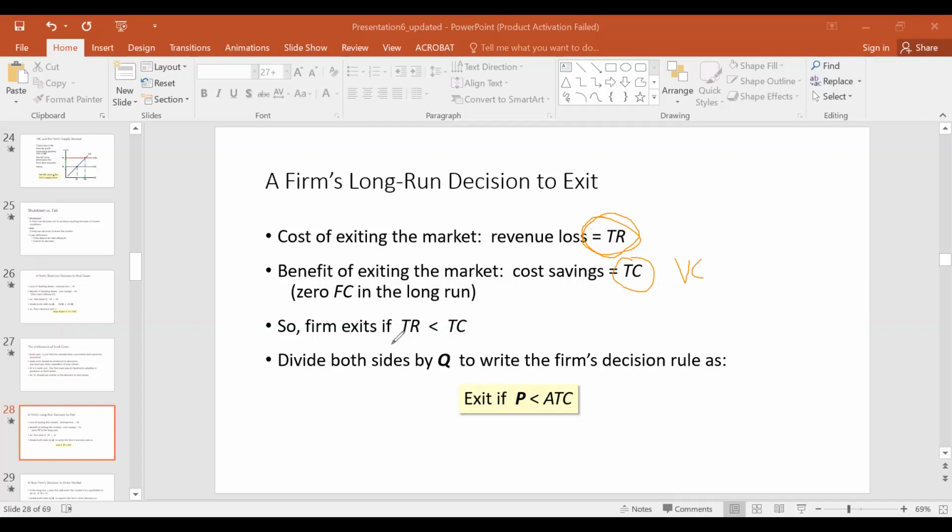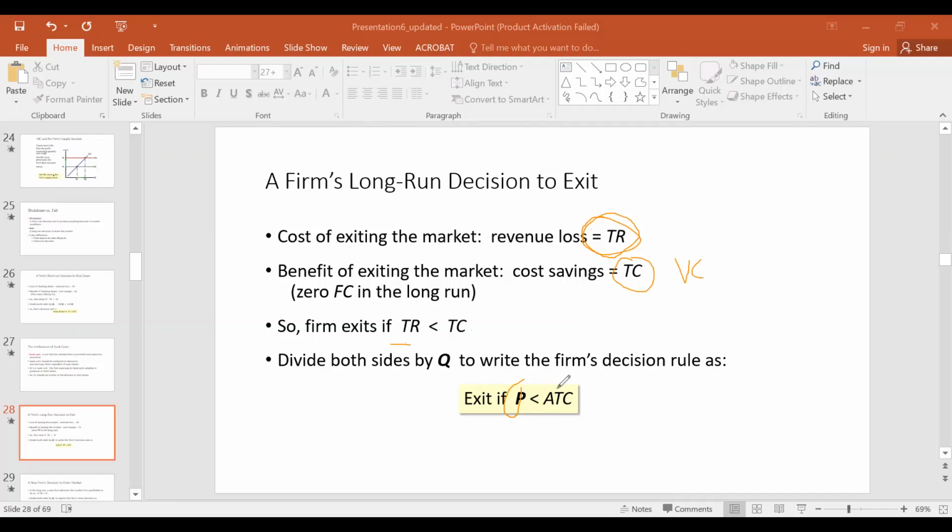So the firm exits if total revenue is less than total cost. Again, we divide through by Q. If your price is less than per unit cost, of course you exit. The price you are going to sell the product at is less than per unit cost. So you just have to leave.